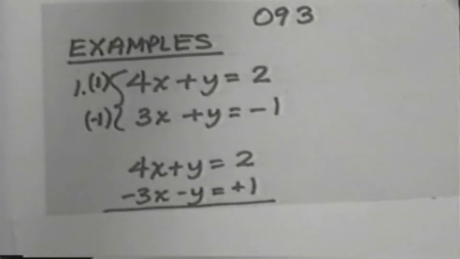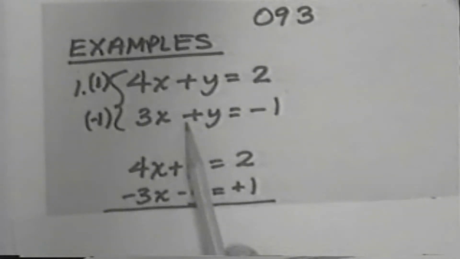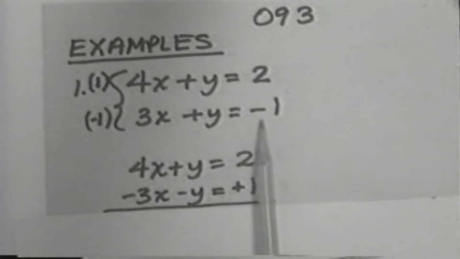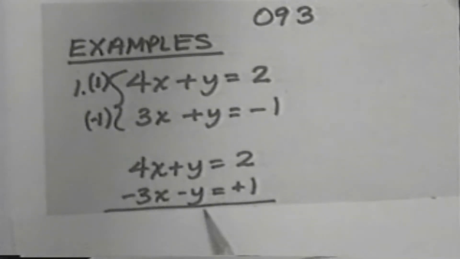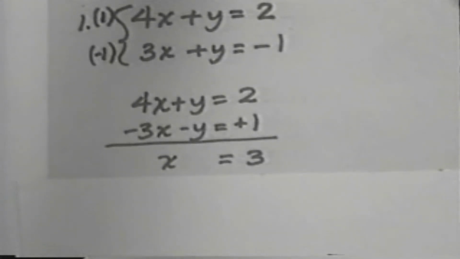One reminder, when you're multiplying the equation by the number, don't forget the golden rule. Do unto the right what you do unto the left. If you multiply the left-hand side by -1, you must multiply the right-hand side by -1 also. Now that we have the equation set up as our first step in the addition method requires, we're ready to add the two equations. If we add 4x and -3x, we get x. The y's will cancel. 2 plus 1 is 3. And so we've got x equals 3.